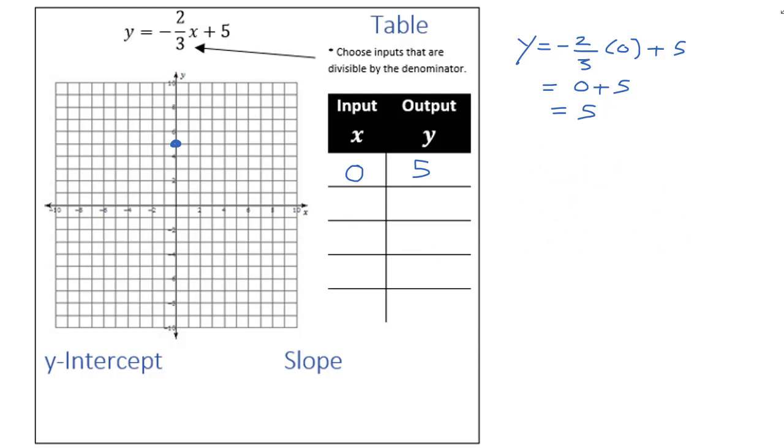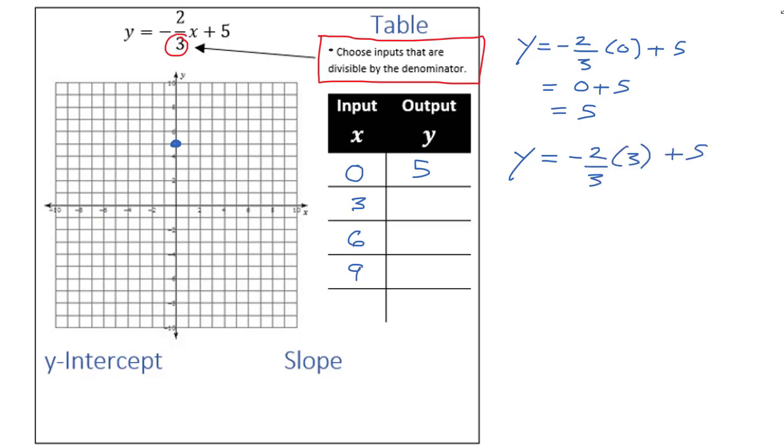Remember from our previous unit, we've already done this before. We want to choose numbers that are divisible by the denominator. So we want to pick numbers that are divisible by 3, like 3, 6, or 9, or -3, -6, or -9. Watch what happens when we do that. If we sub in 3 instead of 1 or 2, when we divide, the 3's cancel. 3 divided by 3 is 1, so they cancel out, and we just have -2 plus 5, which is 3. So 3, 3, right there.